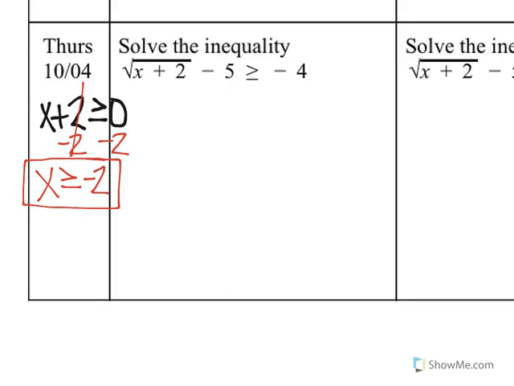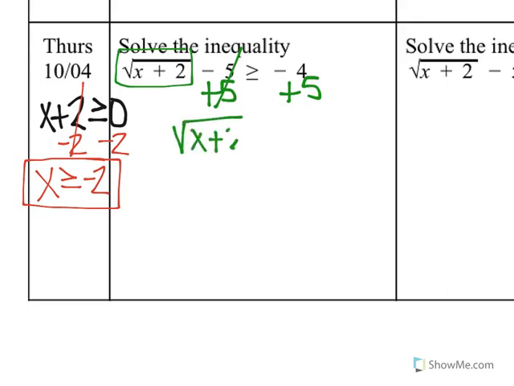And then we're going to do the same exact thing as solving a radical equation, but here we just have an inequality. So we want to get this radical sign all alone, which means we have to get rid of anything that's being added, subtracted, or multiplied to it. Here we're subtracting 5, so we're going to add 5 to both sides. Those will cancel out, and we'll have the square root of x plus 2 is greater than or equal to negative 4 plus 5, which is a positive 1.